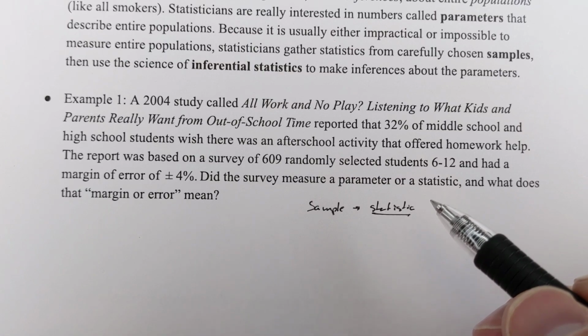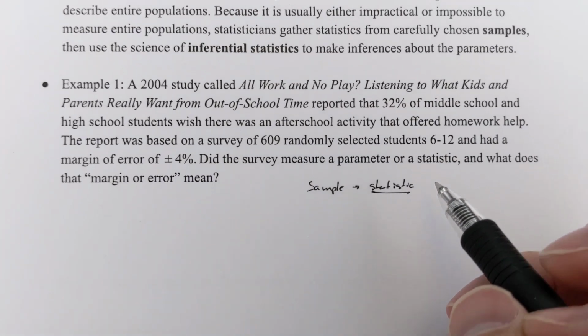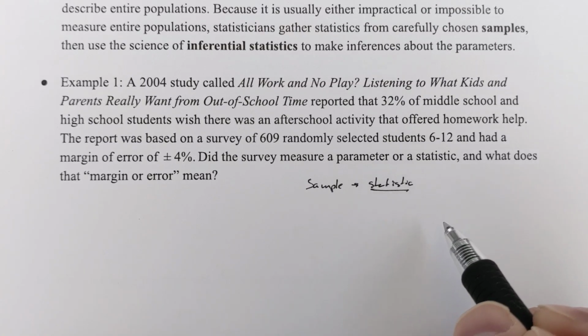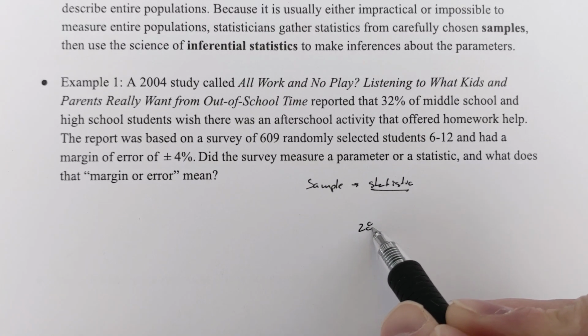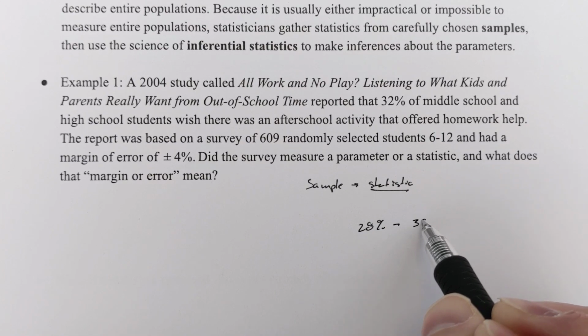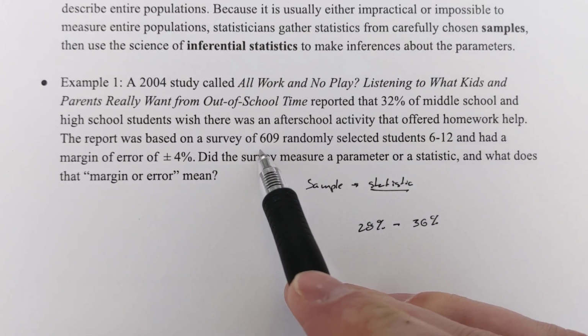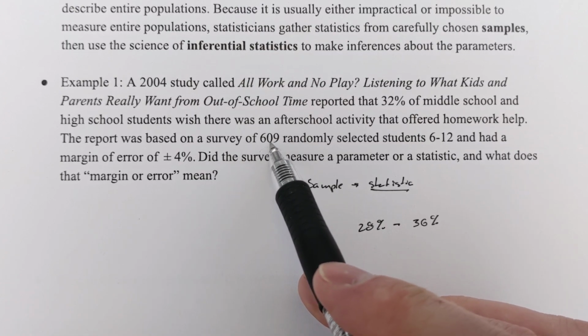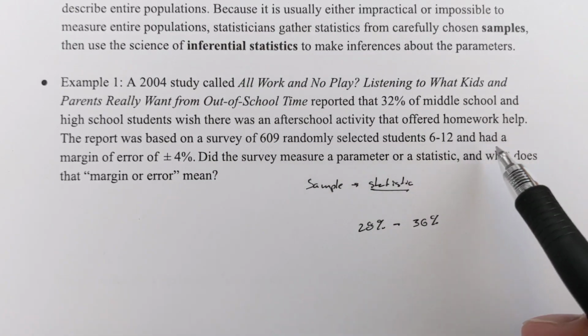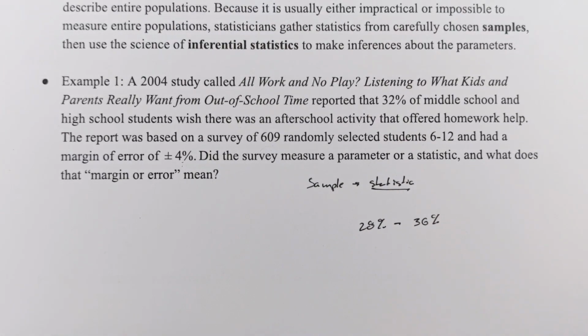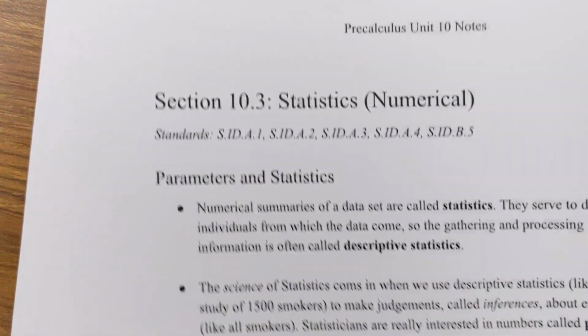essentially extend the range. So 32% of their sample said yes, so the actual value for the whole population is probably somewhere between 28% and 36%. You would add or subtract the 4%, because we sampled a very small group compared to potentially all students 6 to 12. So that's why we have this margin of error. If you sample everyone, then your margin of error is 0 because you know exactly the answer to everything.